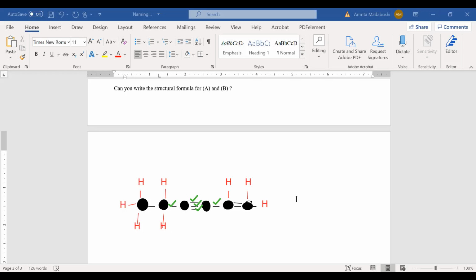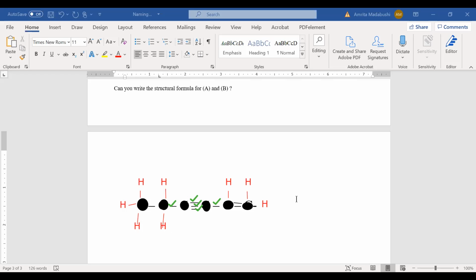So do you see how I changed the number of bonds just because I want the carbon to have 4 bonds? Does everyone notice how all the carbons still have 4 bonds?